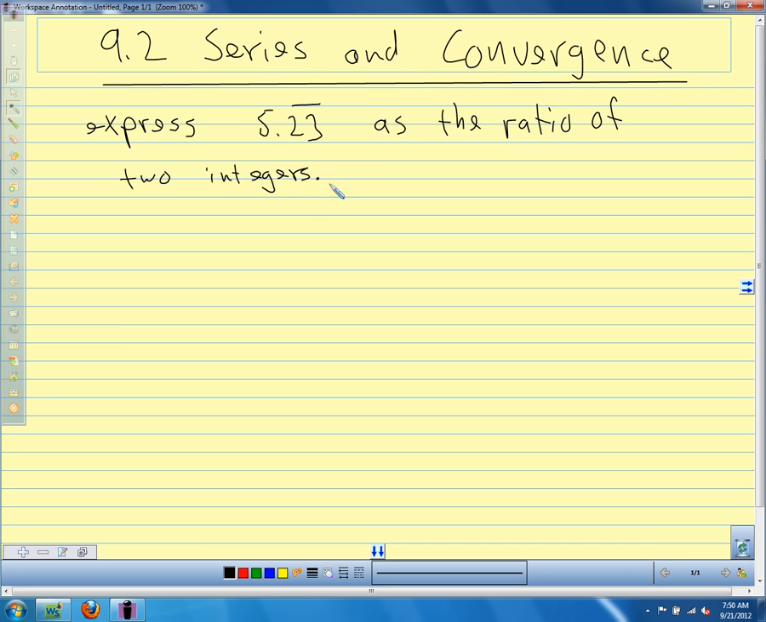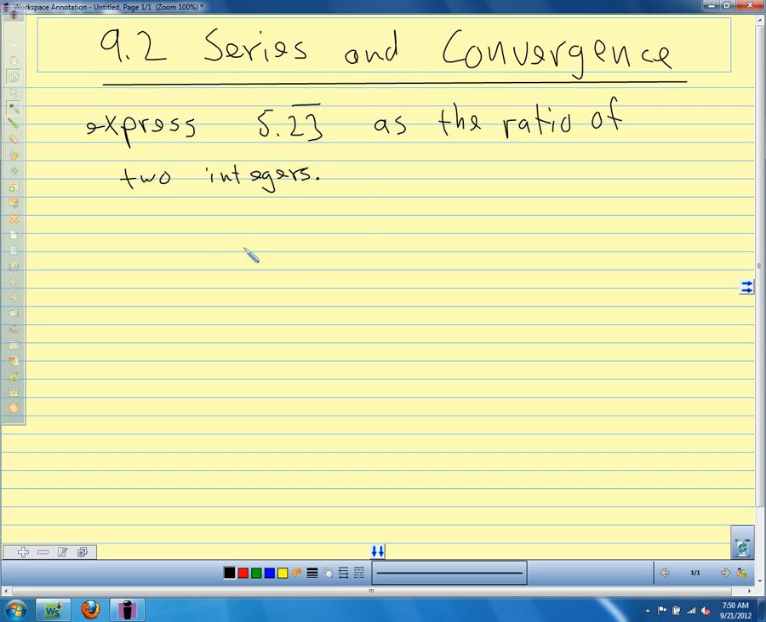What do you think, Liam? Add 5 to 23 over 99. So how did you come up with 23 over 99? So that's what you just memorize. So we're going to figure out how we can come up with 23 over 99 as 0.23 repeating.